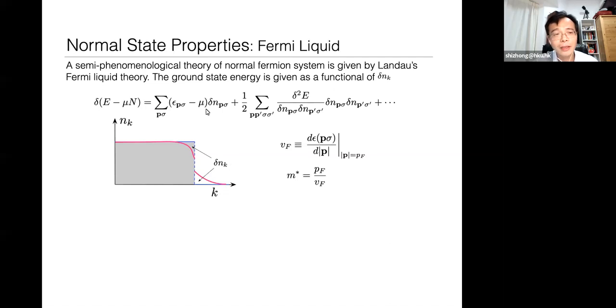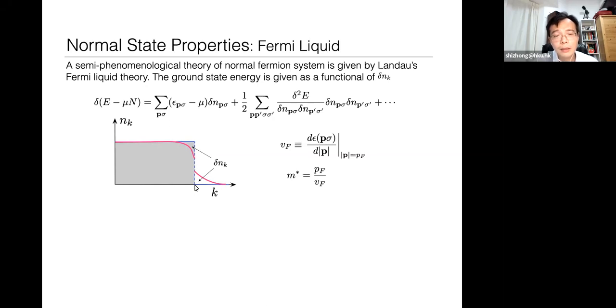As you know, for the normal Fermi systems, a semi-phenomenological theory is essentially given by Landau's Fermi liquid theory. In that theory, what you do is essentially look at the momentum distribution. I'll draw this here in one dimension. Let's say you have an ideal Fermi gas. In the case of the ideal Fermi gas at T equal to 0, you have this distribution function up to k_F here, and it's a step function.